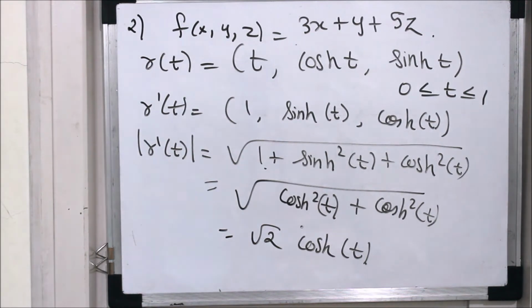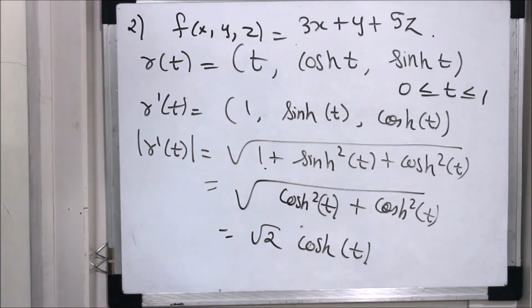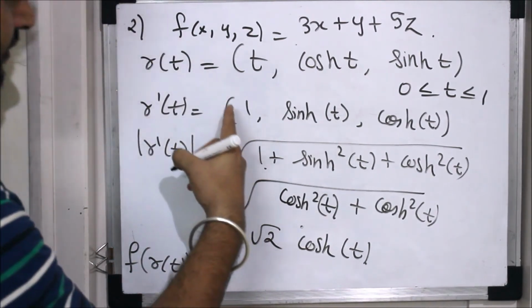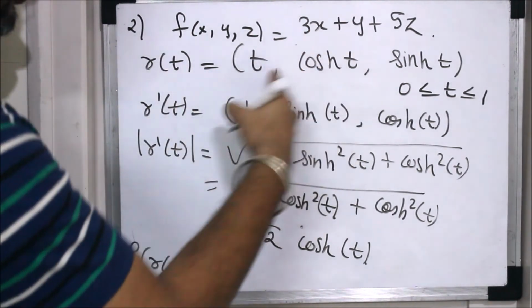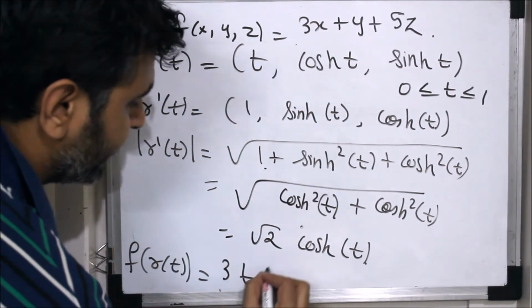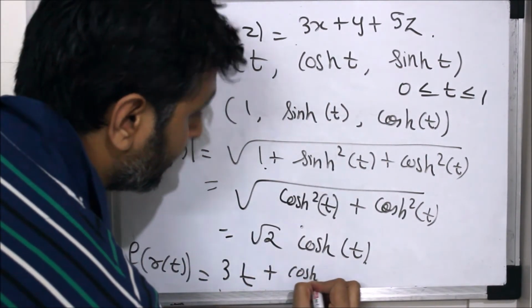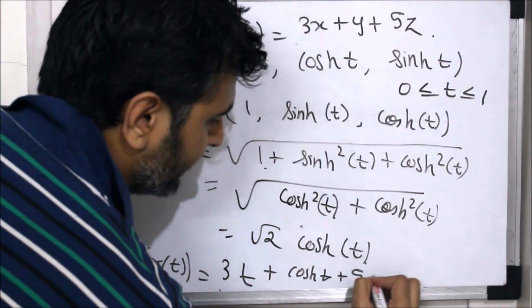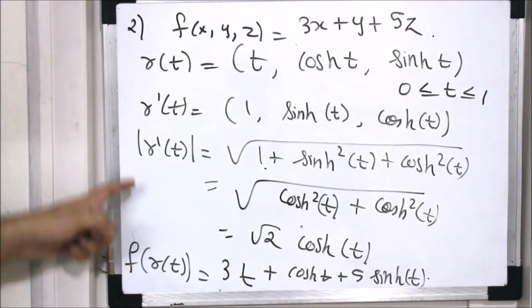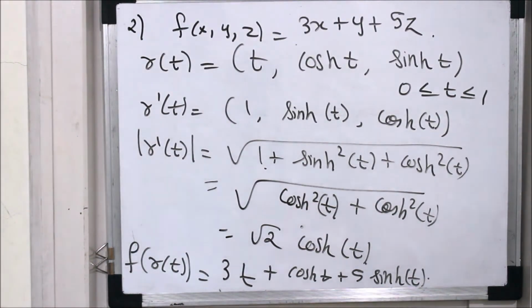Okay, now what else do I need to find? I need to find f of r of t. What is f of r of t? Wherever you have x, y, z, you replace x, y, z by the corresponding functions of t. So what do I have? I have 3t plus cos t plus 5 sine hyperbolic t. So this is my f of r of t, and I have mod of r dash of t.